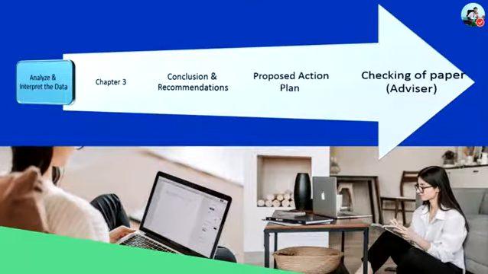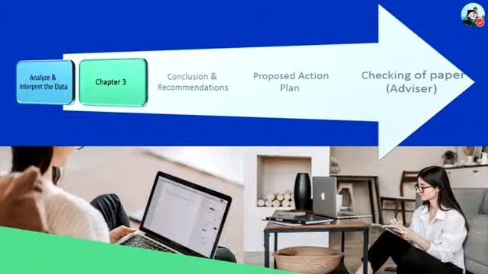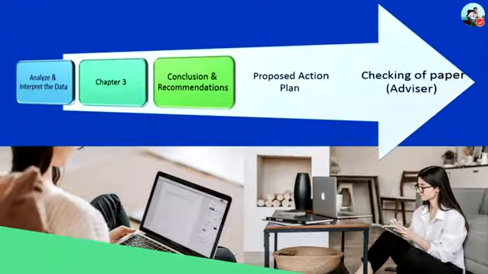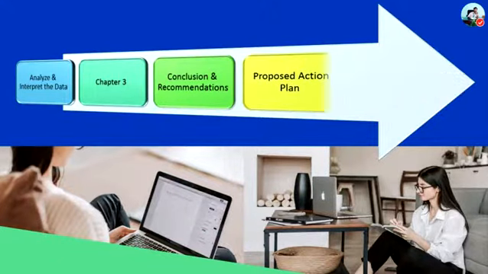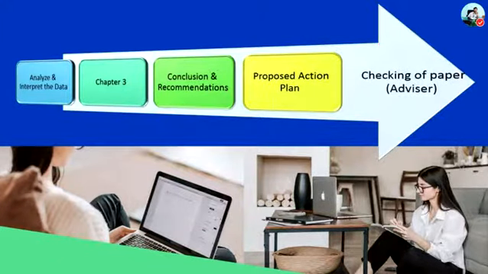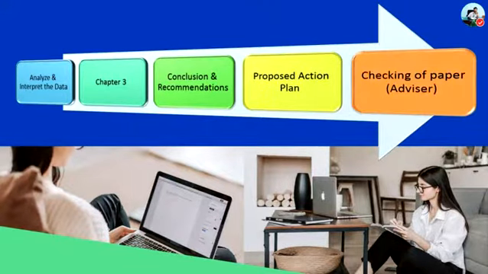Inside chapter 2, you have to analyze and interpret the data, and after that you will work on chapter 3. What is inside chapter 3 that is very important? The conclusion and recommendations. I just highlighted the very important parts of chapter 3, not just the conclusion and recommendations, but also the proposed action plan. And after that, checking of your paper by your advisor. As you can observe, there is still a lot of process that you go through to finish this Thesis 2 or thesis writing.